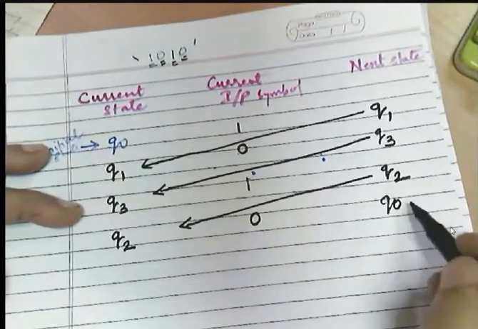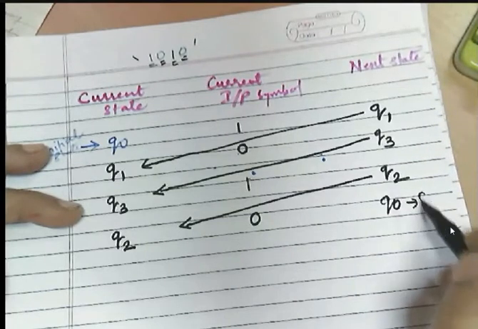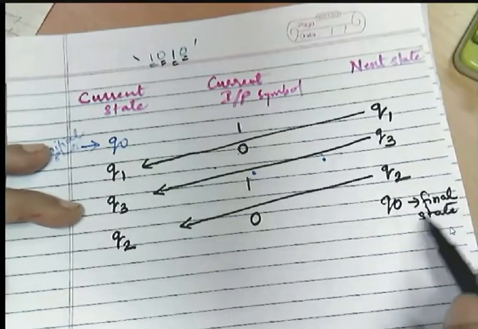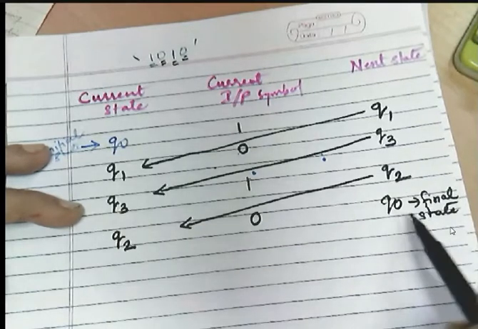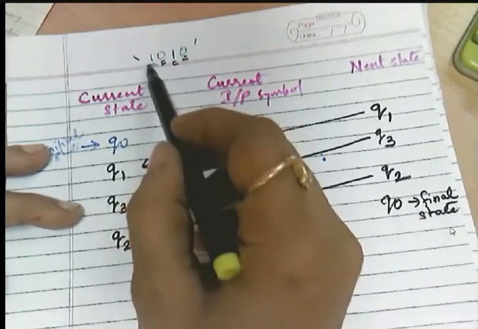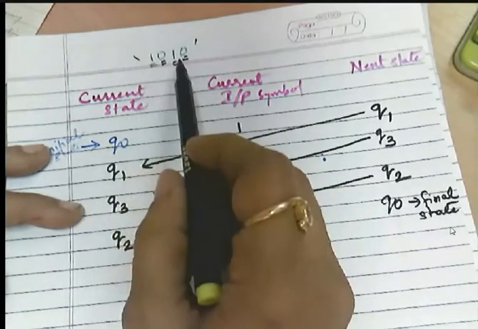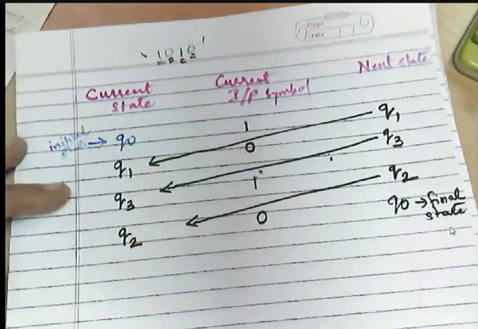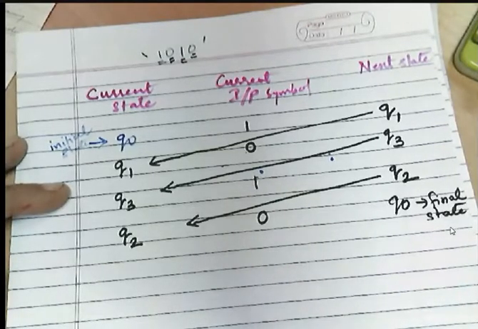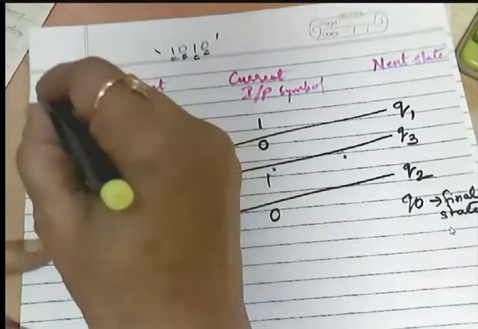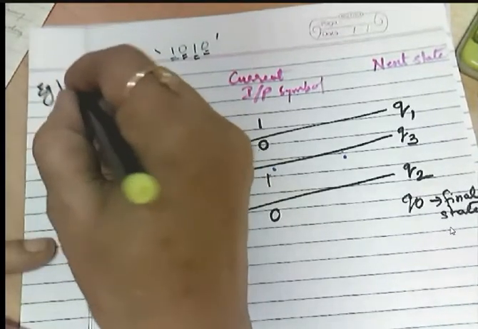Now since Q0 is a final state, we will declare that this machine is accepting the string 1010, and this string belongs to the language which is generated by or accepted by this machine. Is it clear? This was the first example. We will try another example.